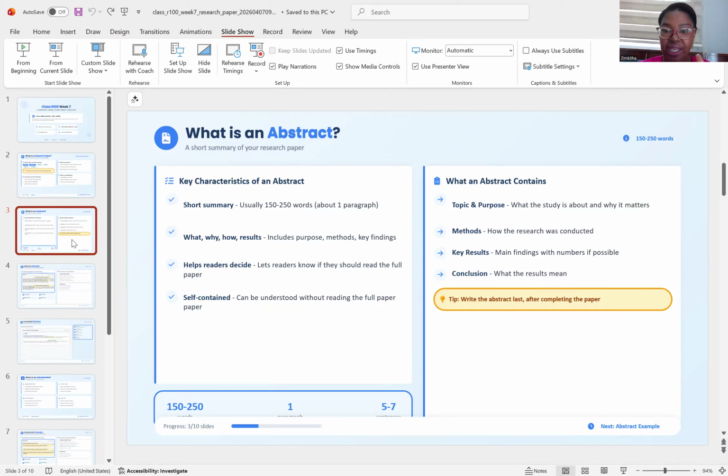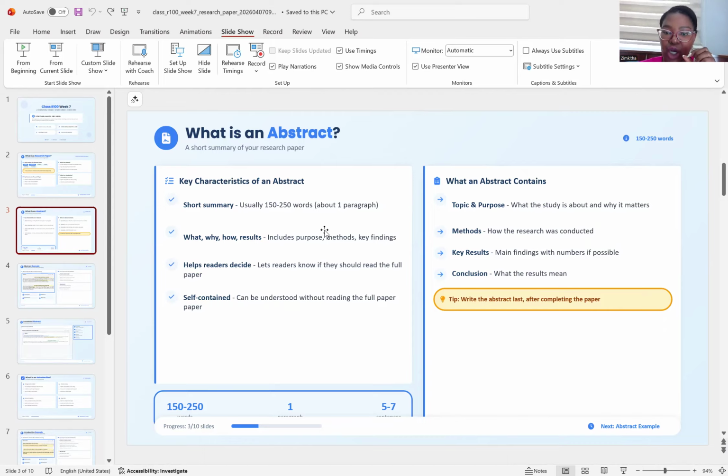That's the most important thing: when I look at your abstract, I need to be able to understand exactly what your question was, how you did the research, whether it is a case study, what the results were and the conclusion, just from that small paragraph. If I'm reading your abstract and I cannot understand what you're doing or what your research is about, that means your abstract needs to be revised.